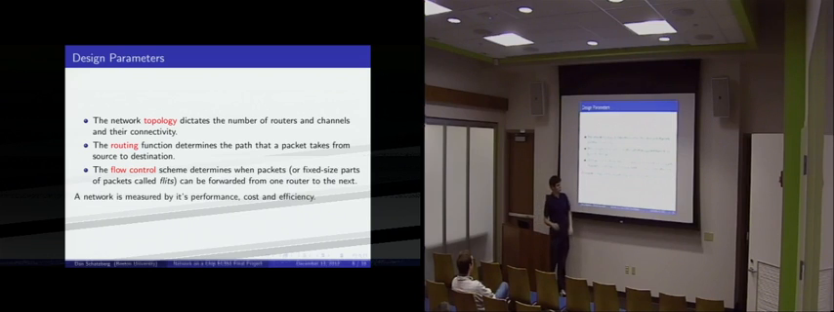Then, this is sort of a short point, but there's a lot of meaning to it. How you pick the topology or the routing function or the flow control affects a network's performance, cost, and efficiency. When I talk about performance of a network, there are two primary metrics. One is the latency: how long does it take me to send a packet from source to destination? Another aspect of performance is the bandwidth: how many packets can I send, or how much data can I send across the network over time?